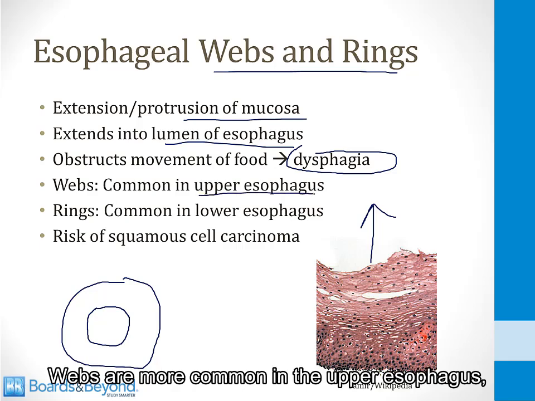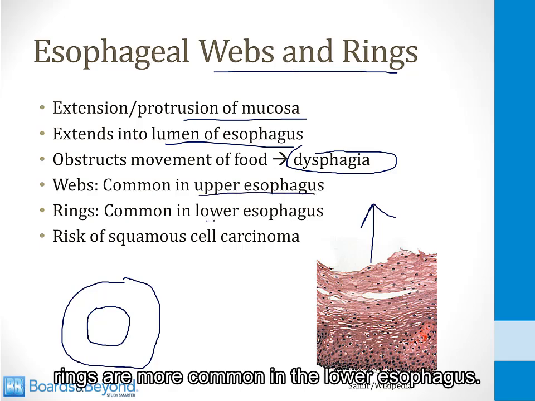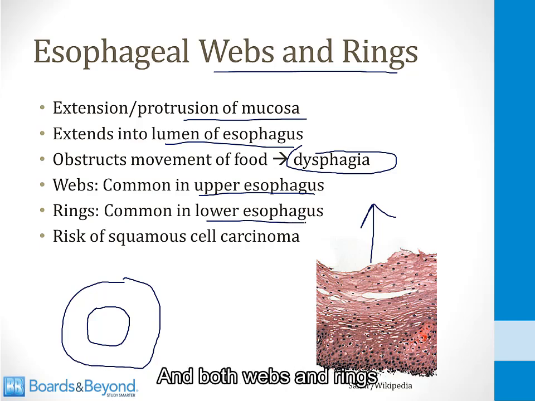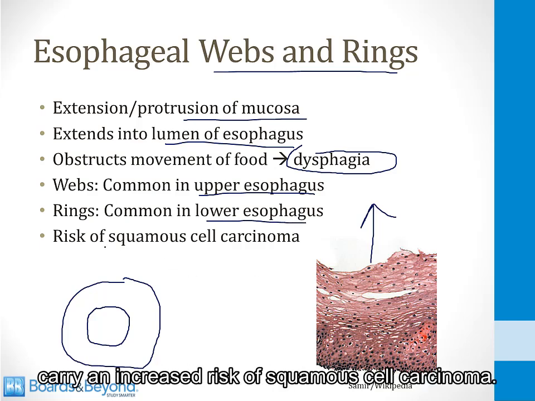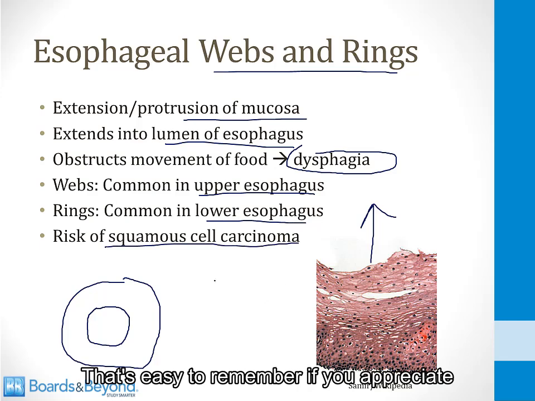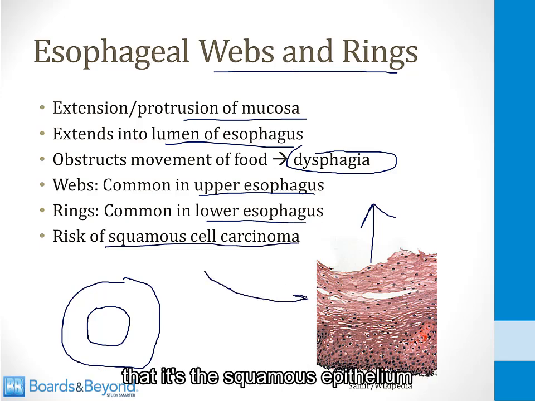Webs are more common in the upper esophagus, rings are more common in the lower esophagus, and both webs and rings carry an increased risk of squamous cell carcinoma. That's easy to remember if you appreciate that it is the squamous epithelium that is extending into the GI lumen.